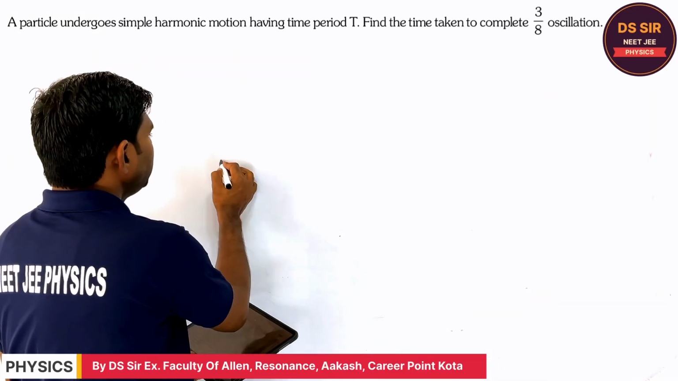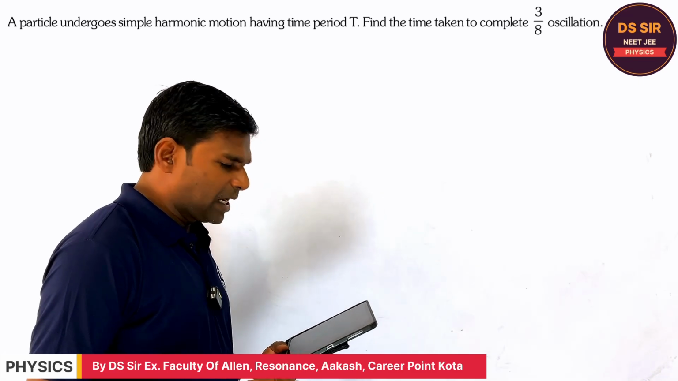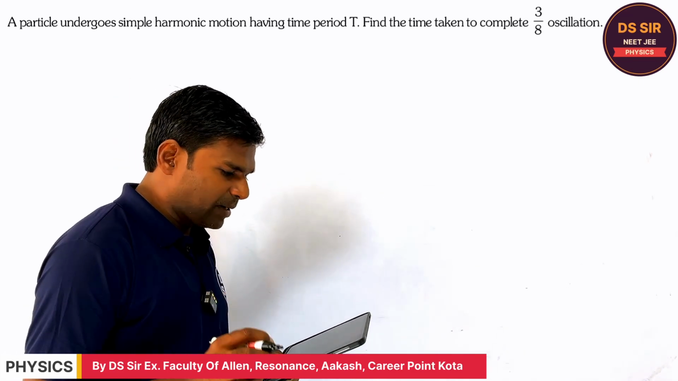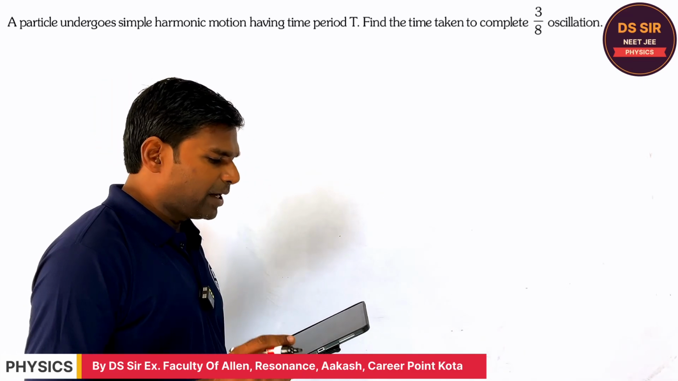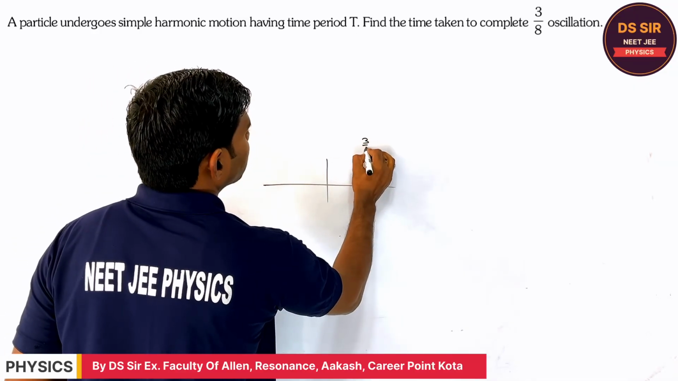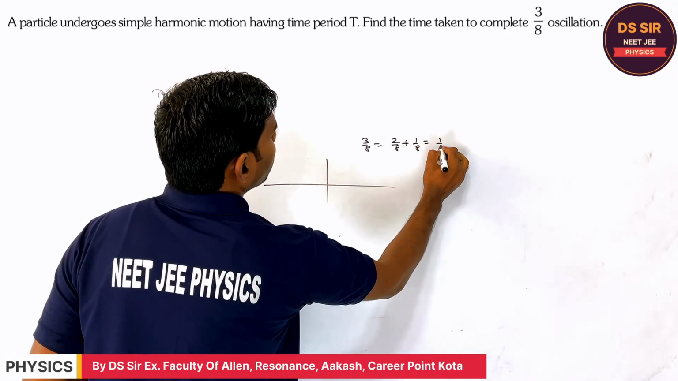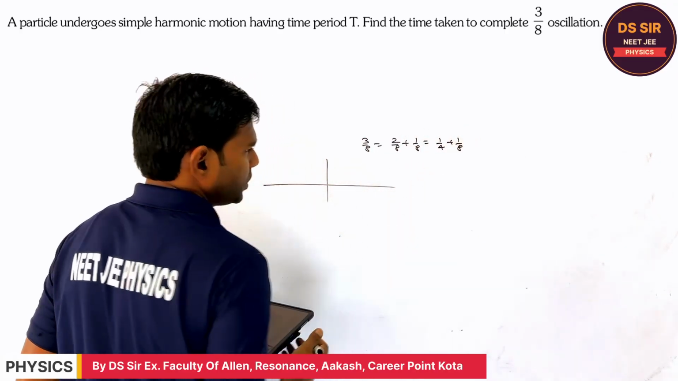Copy this. In this example, the particle undergoes SHM having time period capital T. You have to find the time taken to complete 3 by 8 oscillation. Listen one thing: 3 by 8 oscillation means it is 2 by 8 plus 1 by 8. It means 1 by 4 plus 1 by 8 oscillation.